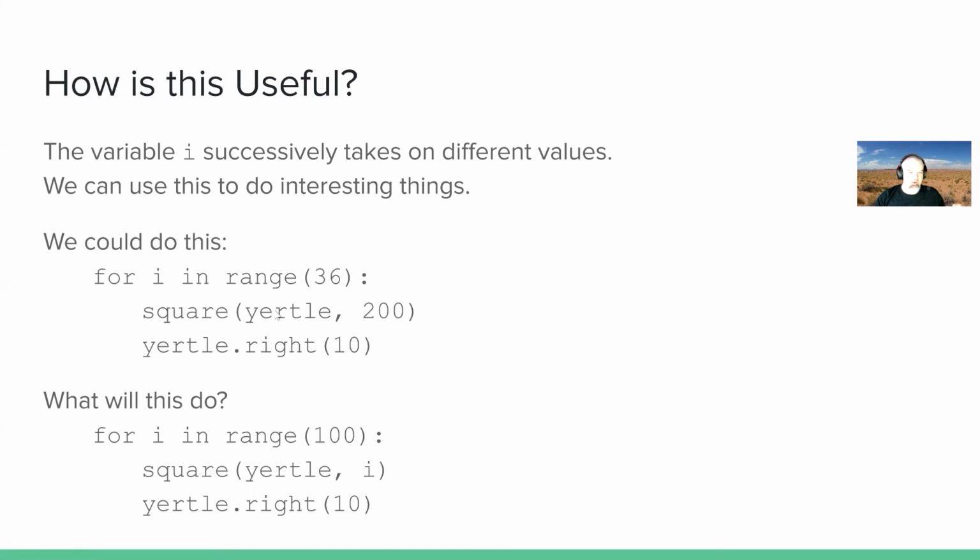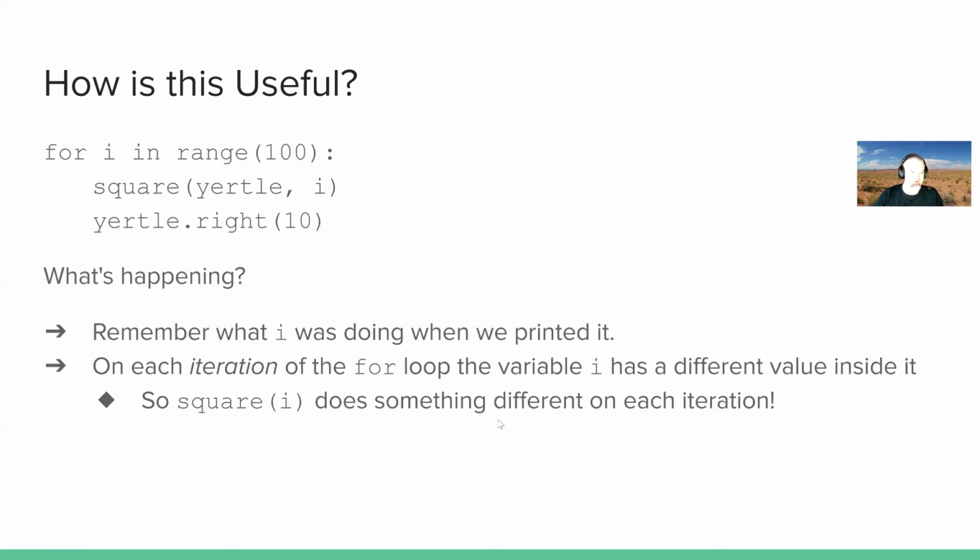So up here, what we had is 36 boxes of equal size, all 200 pixels by 200 pixels, all next to each other, right? Down here, because the size of our square is equal to i, and i is going to change value during each iteration, we're going to have a series of boxes going from size 0 to size 99, all lined up next to each other, right? So it allows you to have a consistently varying size of squares, which in and of itself is maybe not so useful here, but that's an example of a way that you might want to use it.